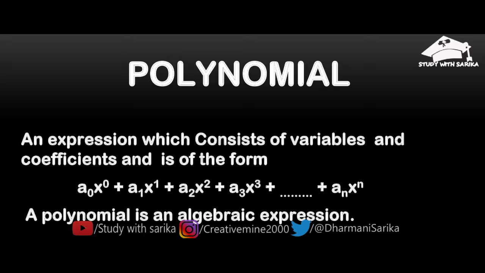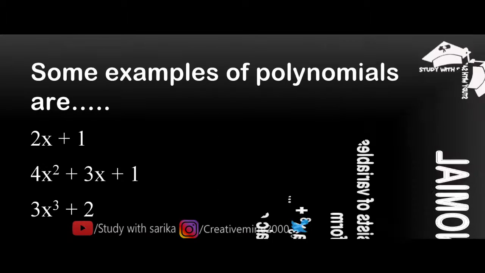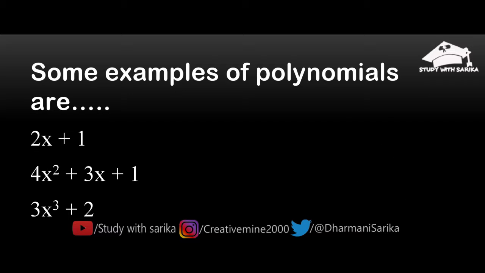So let's see some examples to get more insight about this topic. Here I've taken 3 examples of polynomials, 3 expressions. The first one is 2x plus 1, the second one is 4x to the power 2 plus 3x plus 1, the third one is 3x to the power 3 plus 2. Now you see the difference is not in the constant term, but in the variable term. The variable term keeps on changing.